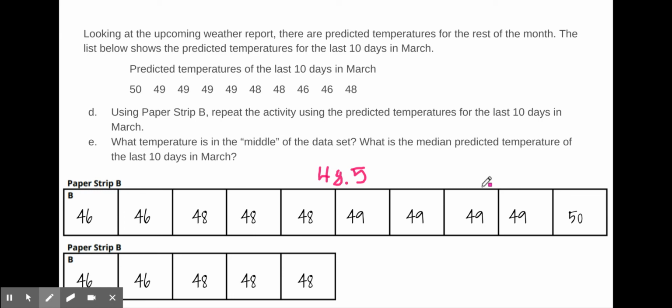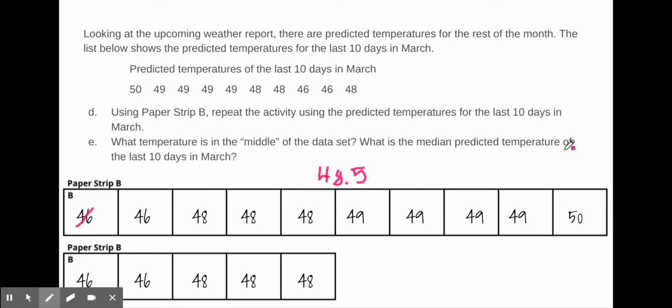If you're given a set of numbers to find the median, or middle, of the data set, you can absolutely write them on strips of paper and fold them in half. You can also write them in order from least to greatest, and then go at it from each end and start crossing off from each end.